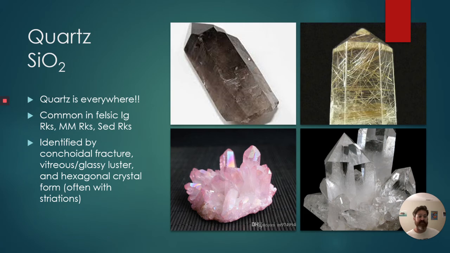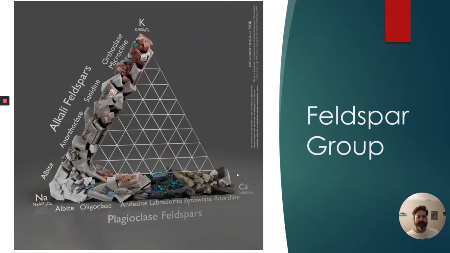You can see it comes in a variety of flavors based on small little bits of impurities that get in there. This is smoky quartz. This is rutilated quartz. It actually has rutile minerals growing through it. This is your standard quartz. Everyone's seen those crystals. And here's rose quartz.